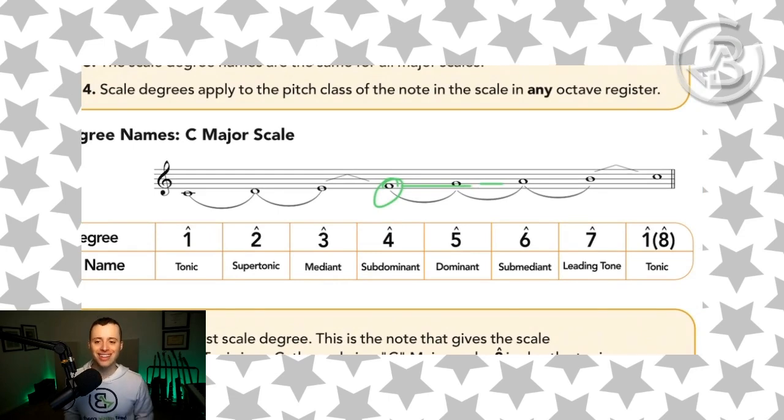Scale degree 5 is called the dominant. Now it's called the dominant because, as you will see later on in music theory, a lot of things happen between the tonic and the dominant that are going to be very important. And that's why it's called the dominant, because it is important.